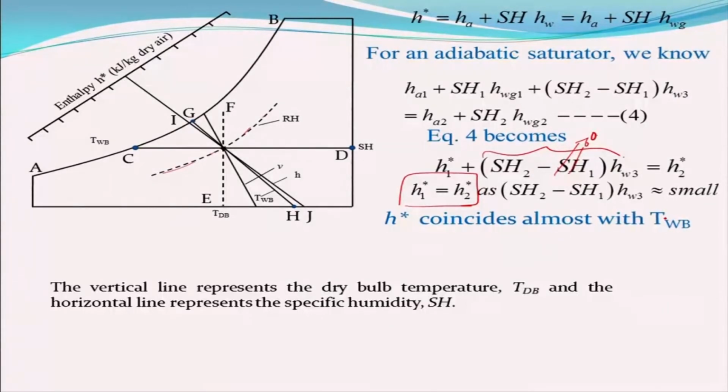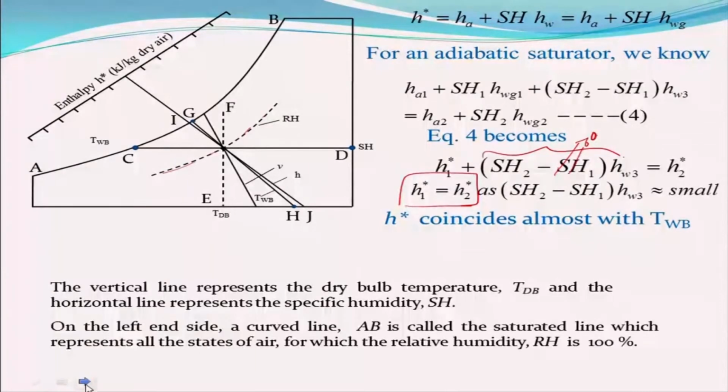And of course, I have already talked about the vertical line represents the dry bulb temperature, and the horizontal line represents the specific humidity. So now what we will be discussing is basically the air conditioning process. If you look at air conditioning, we need to not only maintain the temperature, but also maintain the humidity. As I told in the last lecture, humidity plays a very important role depending on the temperature, right?